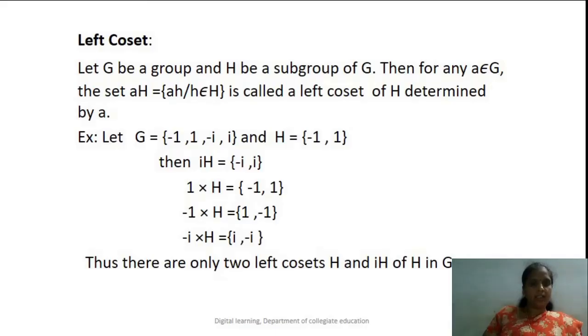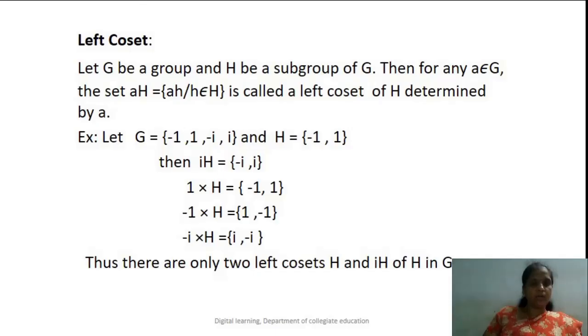So what are the two disjoint sets that we needed? We needed {minus 1, 1} and {minus i, i}. So the sets we can consider are this one, {minus 1, 1}, and iH. These are the two sets we can consider as the left cosets. Thus there are only two left cosets, H and iH.